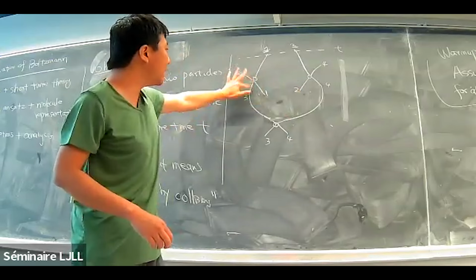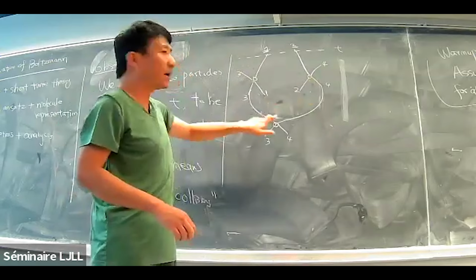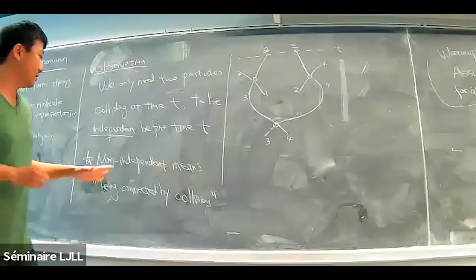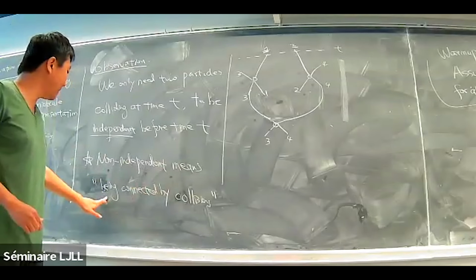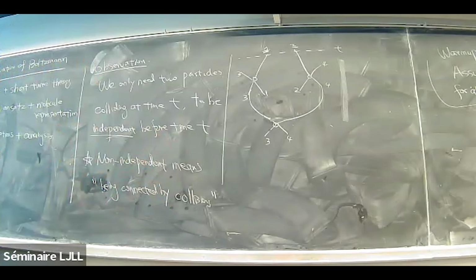If they are indirectly related by sequence of collisions, like here 1 collides with 3, 2 collides with 4, and 3 collides with 4, again they will not be independent. But otherwise, they will be independent. So non-independent if and only if they are connected by sequence of collisions. This is one of the intuitions that we have with the picture.